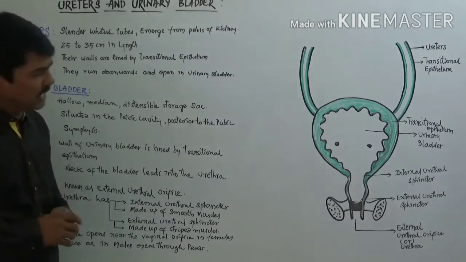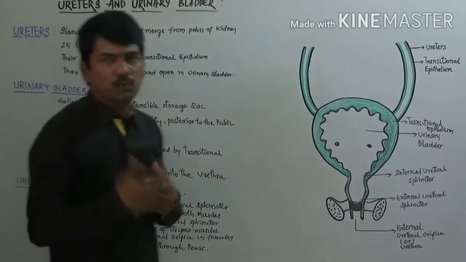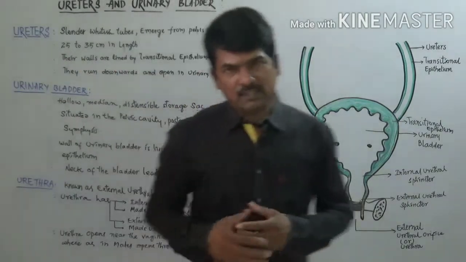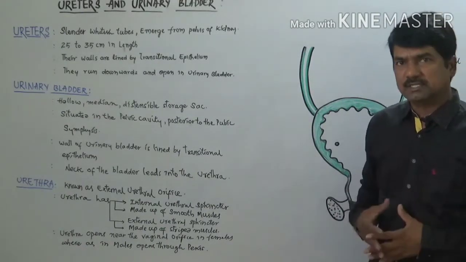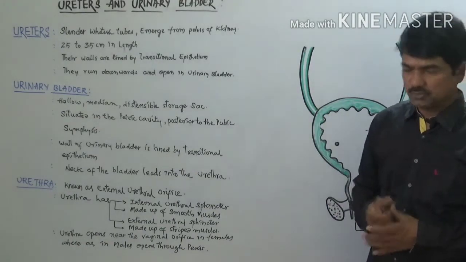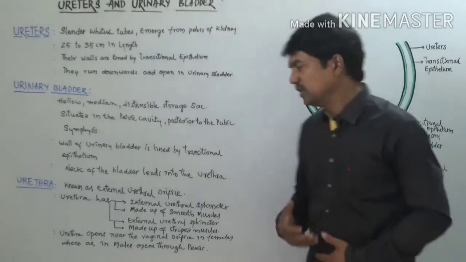These are the two characters involved whenever urine is going to be excreted outside. These two sphincters regulate the urethral meatus or urethral orifice. So they are very important for the excretion of urine.